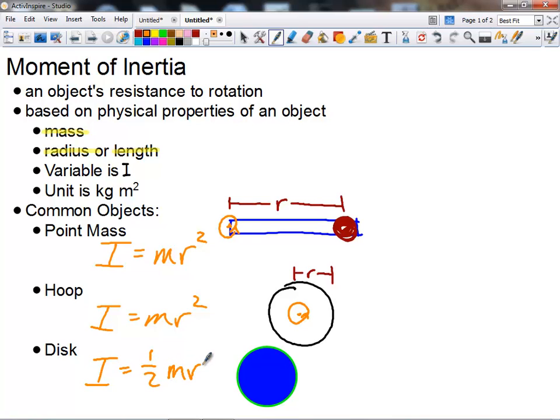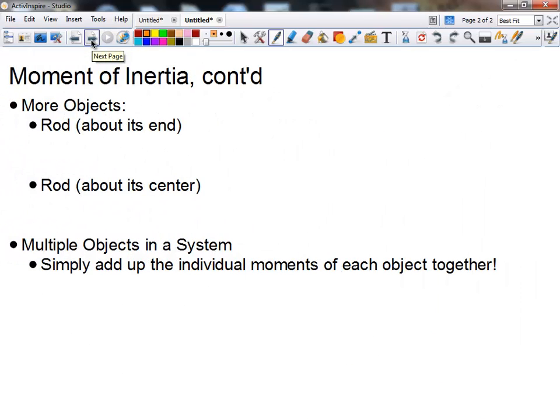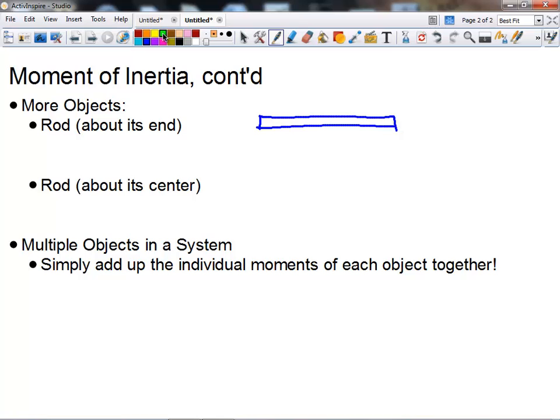Okay? There's a very complicated equation that involves some calculus that we could use. However, we're going to save that for another time in another place. The two other things we're going to be looking at are a rod being rotated about its end, and then a rod being rotated about its center. When I say a rod being rotated about its end, I mean like a meter stick being held on one end and rotating around that.